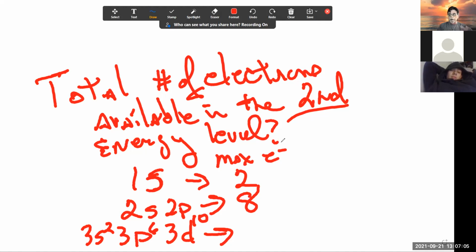Think of those two columns for the S, S1, S2. And then the P had 6 columns. And so the maximum number of electrons that you can put in the third energy level will be 18.